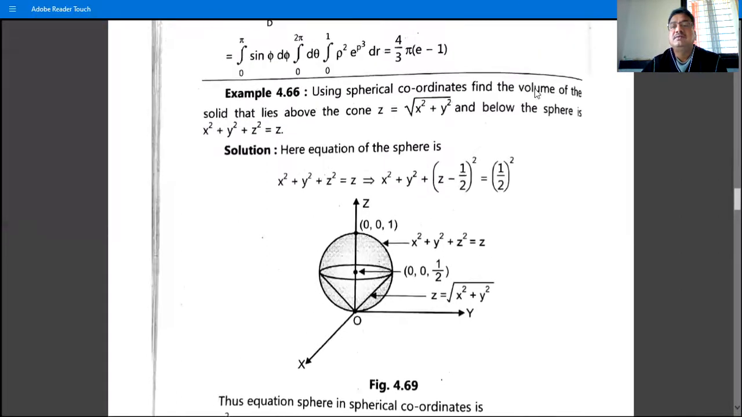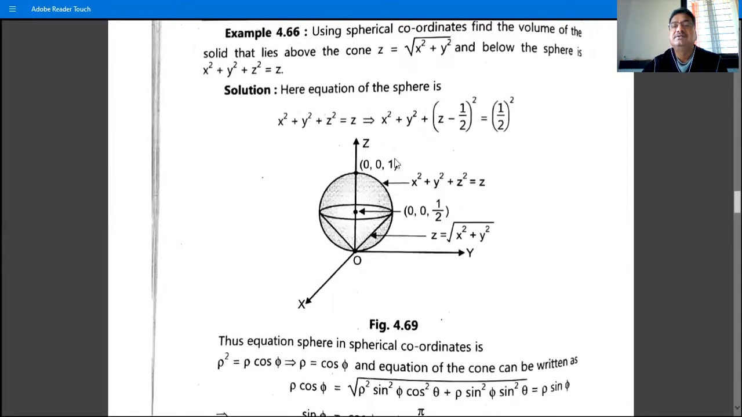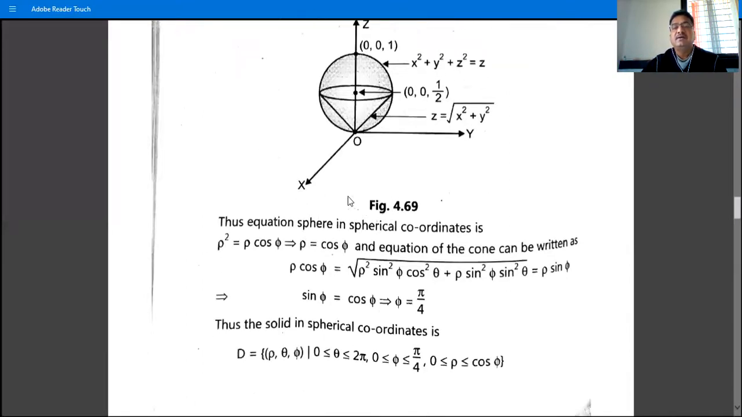And the volume of the solid lies above the cone z is equal to root x square plus y square. So this is the cone z is equal to root x square plus y square, below the sphere x square plus y square plus z square is equal to z. The volume of the solid that lies above the cone and below the sphere, above the cone, that is this.